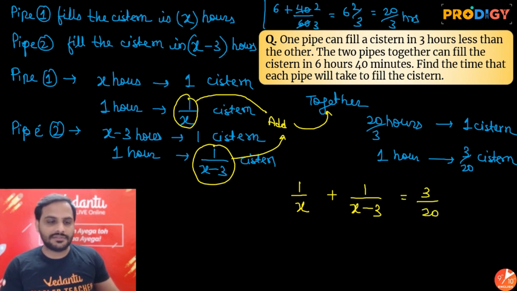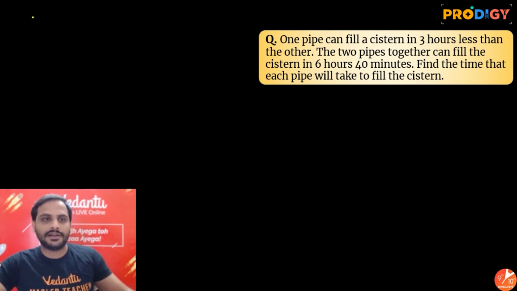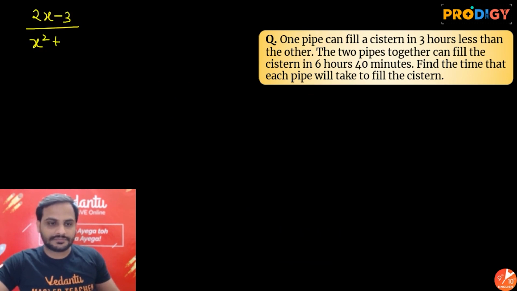Bas, solve this now. What else? Nothing. So here multiply with x minus 3, x minus 3. Here multiplied with x and x. So what are we getting, guys? We are getting x minus 3 plus x upon x square minus 3x is equal to 3 by 20. So 2x minus 3 upon x square minus 3x.